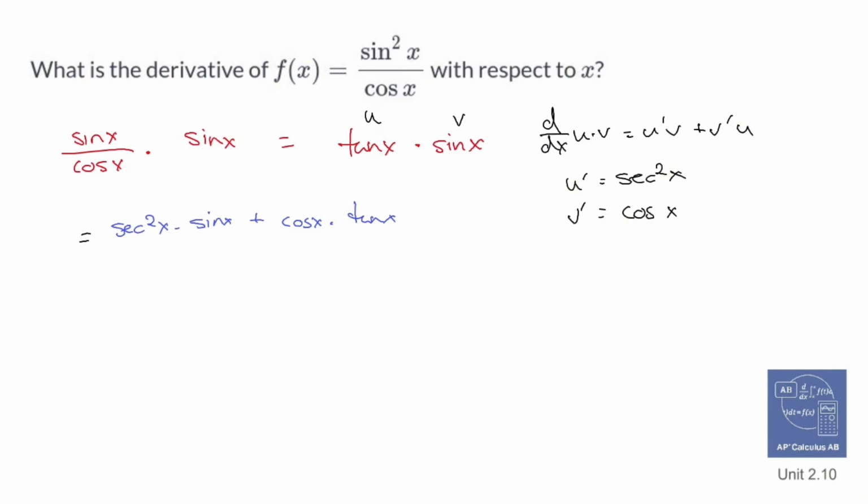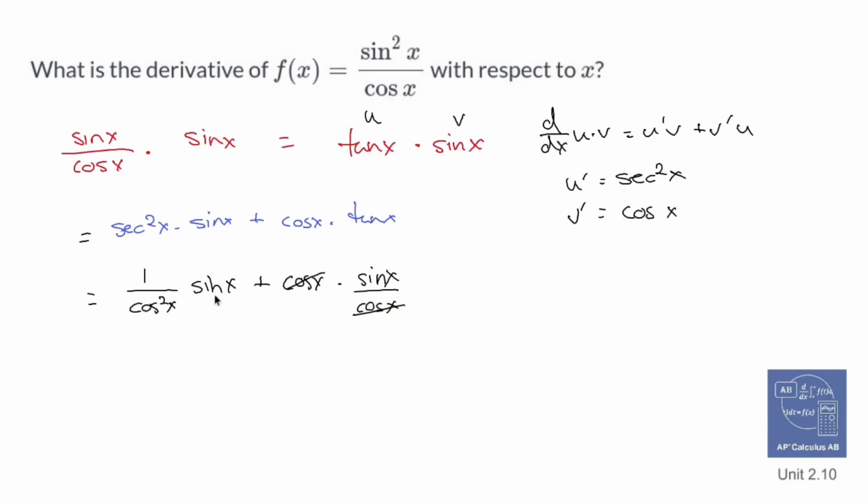Now, knowing what I know, let's simplify these a little bit and see if anything magical happens. It's possible. I'm not sure, but let's just have some fun with it. Secant squared x is 1 over cos squared x, times sine x plus regular cosine x. Oh boy, that looks terrible. Cosine x times sine over cosine x. These guys cross out.